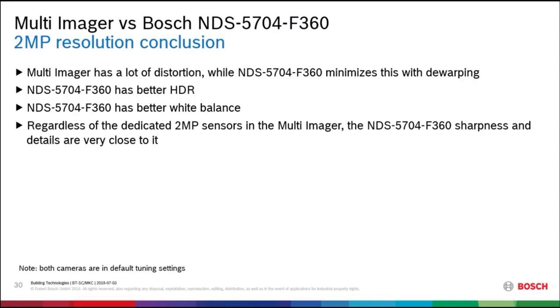It has better HDR with 120 dB, so it has a much better wide dynamic range performance than the multi-imagers. And then better white balance. Again, like I said, these were out of the box, but by default, it has a better white balance. And then regardless of the dedicated 2-megapixel sensor, the multi-imager, the panoramic, the sharpness and the details are very close. So again, it gives you the same or better pixels on target than a multi-imager at a better cost, and also easier to install. So overall, a better solution for what you may be looking for.